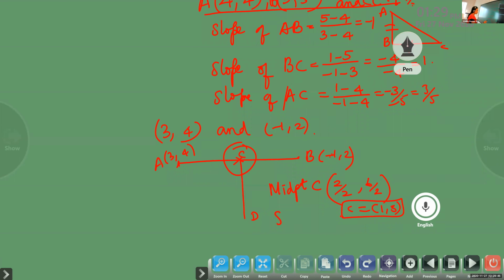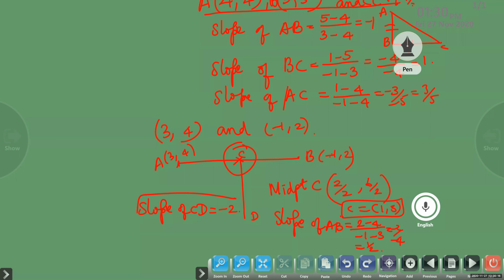Now find out the slope of AB. Again, 2 points are given. Y2 minus y1 by x2 minus x1. So 2 minus 4 by minus 1 minus 3, which is minus 2 by minus 4, which is 1 by 2. Slope of AB is 1 by 2. So what is the slope of CD? This is the perpendicular line, so the slope is -2. Once we get the slope and point, use the slope intercept form and find the equation.